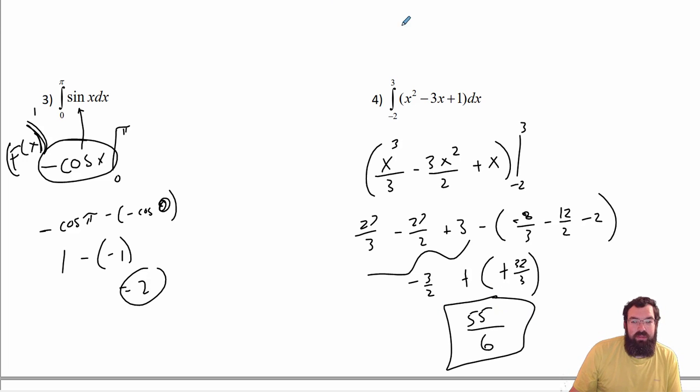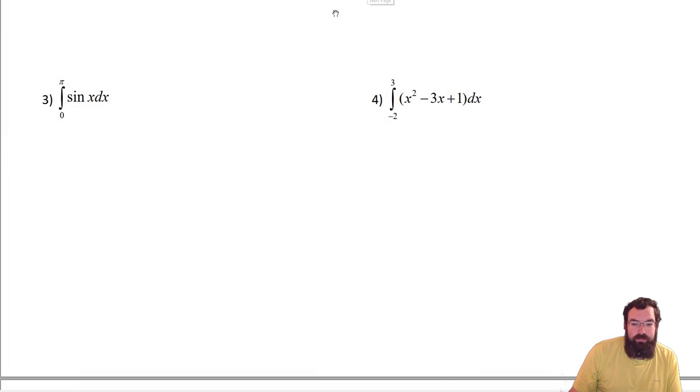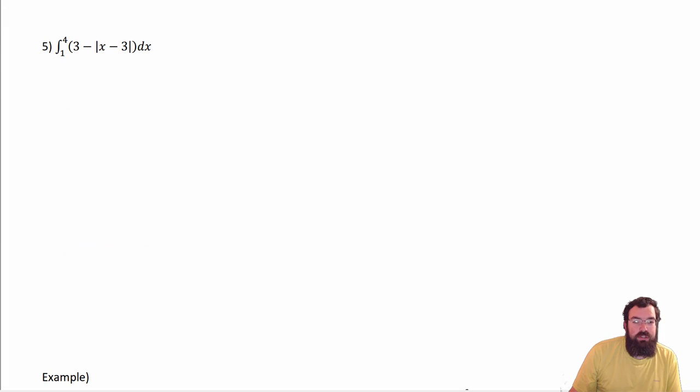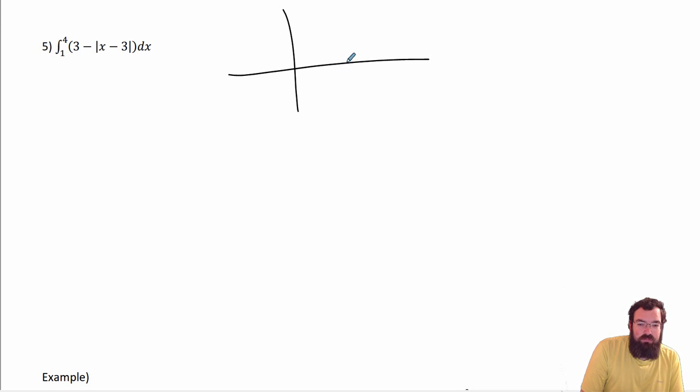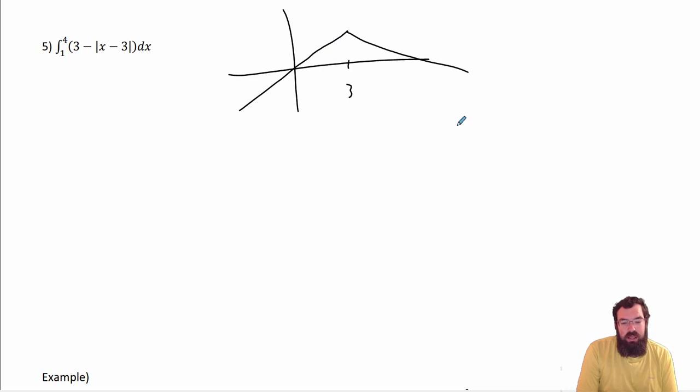Hopefully you did the math as well and didn't just take me at my word, because we all know that's bogus. Then number 5, the function 3 minus absolute value of x minus 3. If I were to actually graph that function, here's what it would kind of look like. It would look like that, and then it would look like that, all right? And what does that mean?